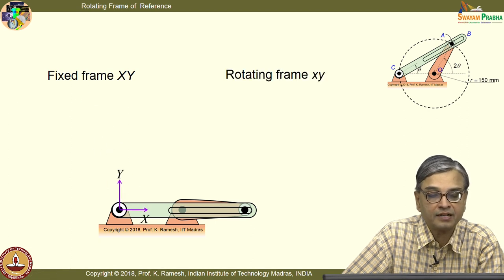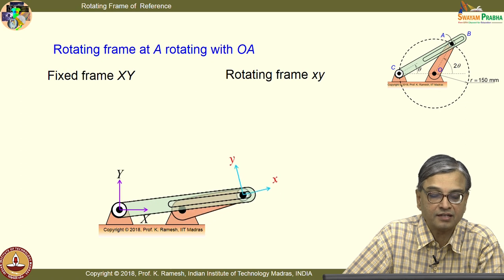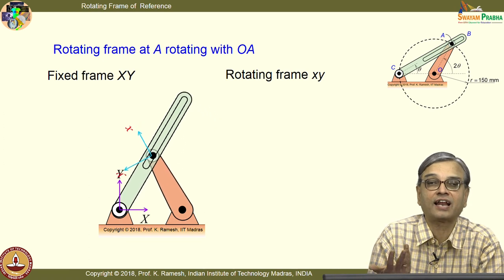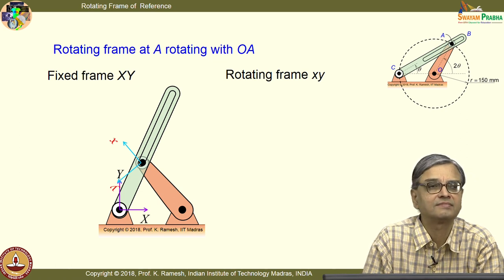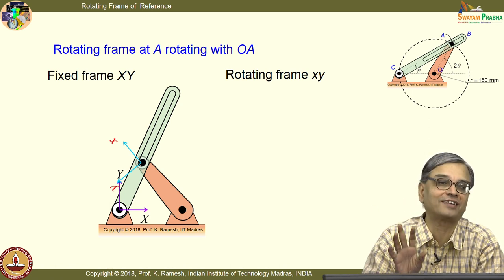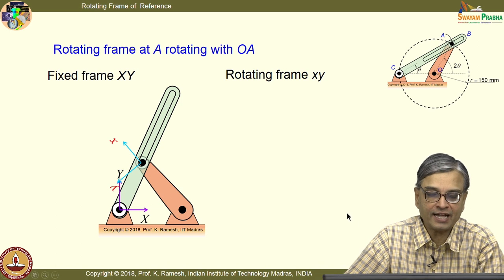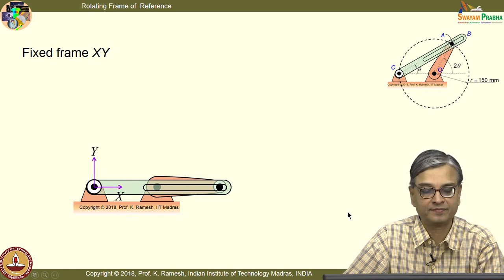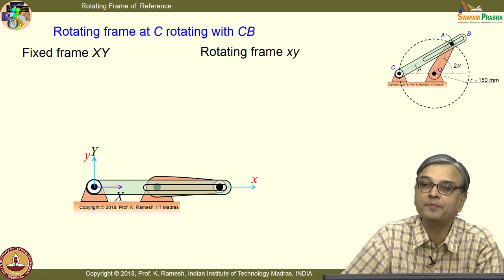Can we have a rotating frame of reference attached to crank OA and then solve the problem? Because crank OA is rotating, why not sit at crank OA and see what is happening? I do not get any benefit out of this. It is not that when you have a rotating frame of reference, you take one attached to any member that is rotating. Do not do that. On the other hand, suppose I have a rotating frame which is attached to the slotted member, I have a better physical appreciation of the problem.